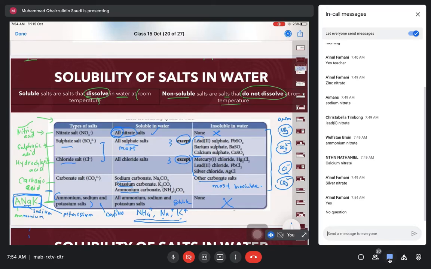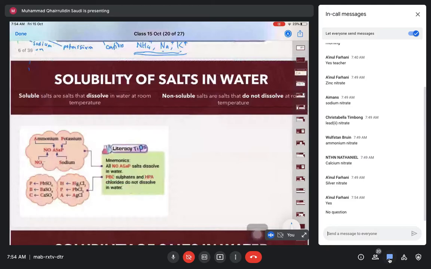Okay, so you have to memorize the solubility of salt in water. In your textbook, they have given you some formula that you can use. The first one using mnemonics method. So dia cakap all no asap salt dissolve in water. PBC sulfates and HPA chlorides do not dissolve in water. So no asap adalah nitrate salt. Asap is ammonium, sodium and potassium salt. So all of them soluble in water.